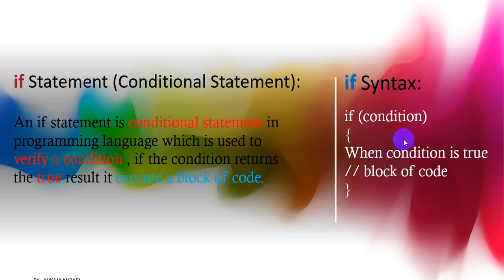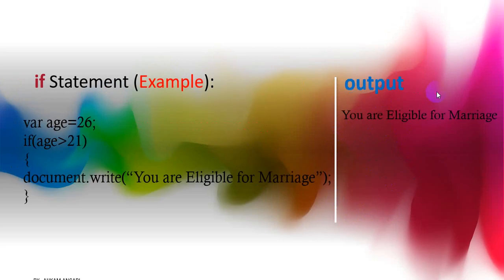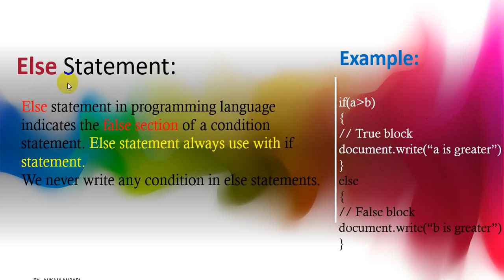But in certain cases, if the condition is false, and you have not written any line of code, we have to include an else block to execute the line of code for the false condition. So let's have a look at the else block. This is an example which we saw in our last lecture. I am moving towards the else statement.